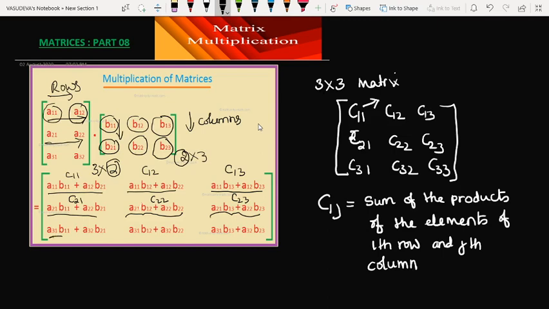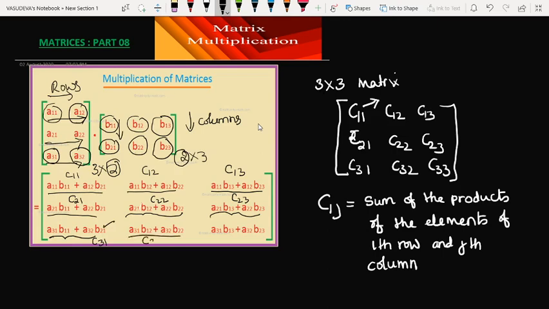Similarly, taking this element, C31, the sum of the products of the elements of the third row and the first column. So third row and first column: A31 into B11 plus A32 into B21. So we have this C31. Similarly, the third row and the second column.